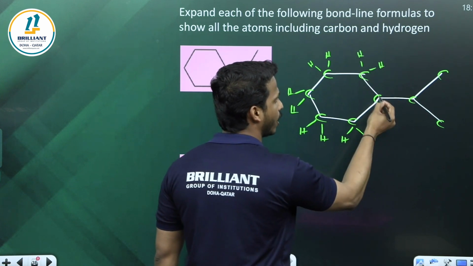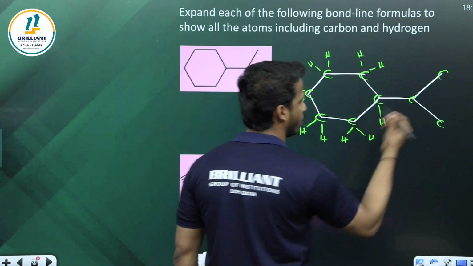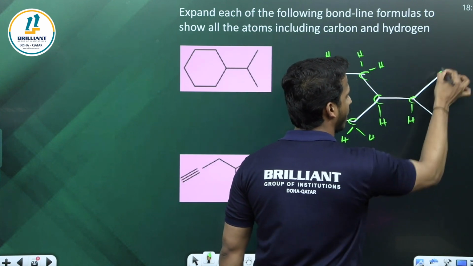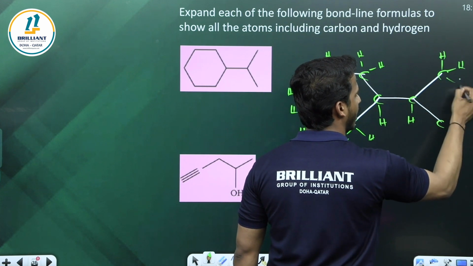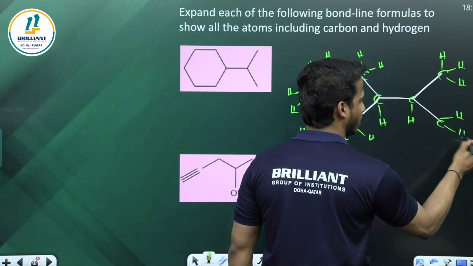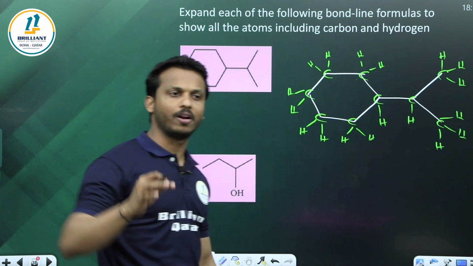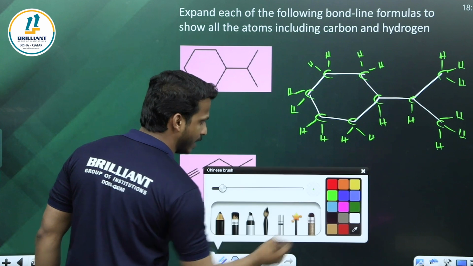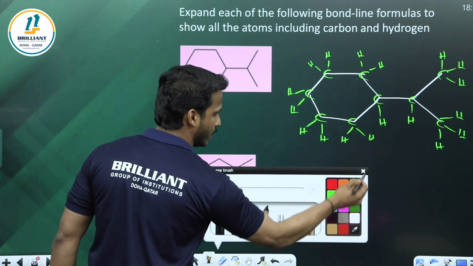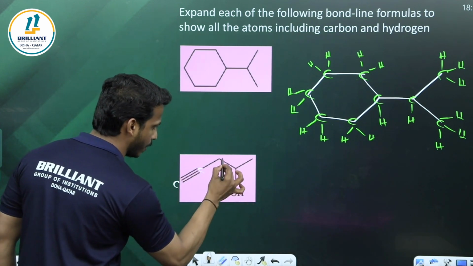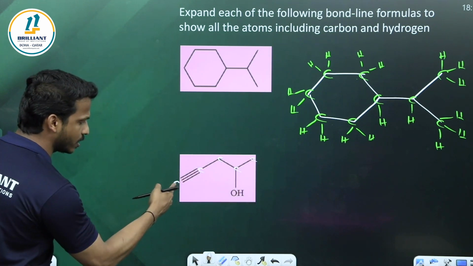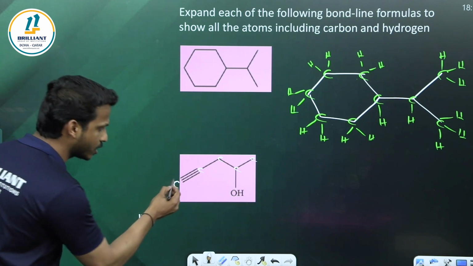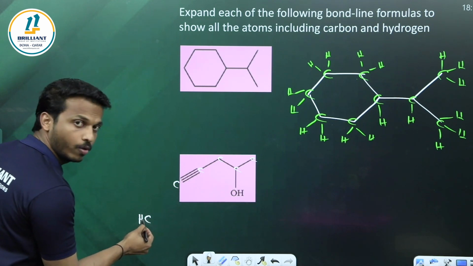What about this carbon? Already 1, 2, 3 bonds are over, so the next one is hydrogen. This carbon has 1, 2, 3, and the fourth is hydrogen. This carbon already has 1 bond, so the remaining 3 are hydrogen. Here also the remaining 3 are hydrogen. So overall, each carbon's valency should be 4. What about this one? Each of these places represents a carbon, okay? Carbon, carbon, carbon, carbon, carbon. What is this carbon? CH, right? Because this carbon already has 3 bonds, with 1 bond to a hydrogen.